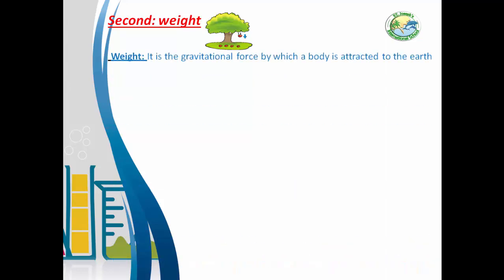So we can say that weight is the gravitational force by which the body is attracted to the earth. Weight is the force which attracts the body to the earth's surface. The effect of weight is always directed towards the center of the earth. So weight is the force that attracts objects to the center of the earth.